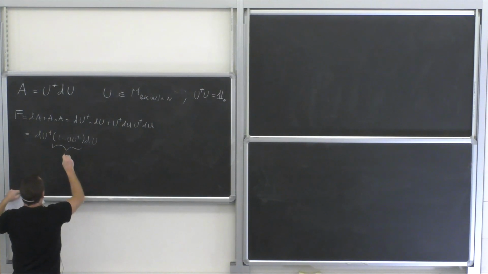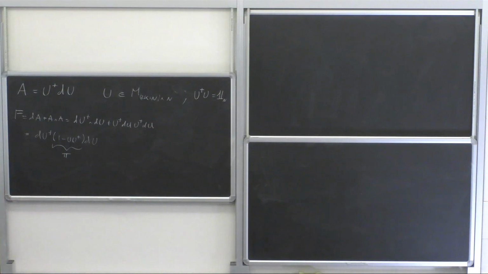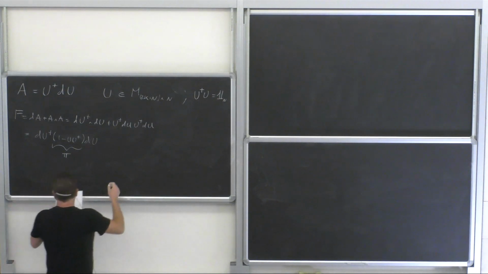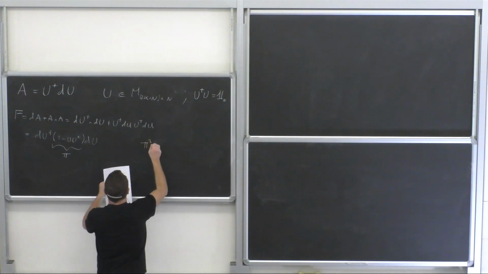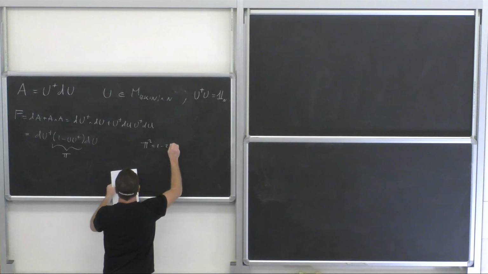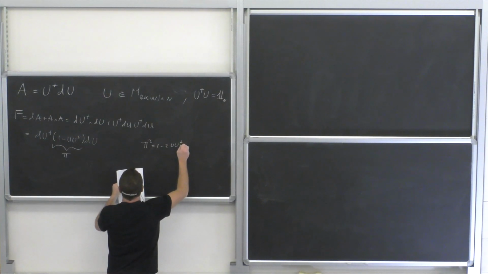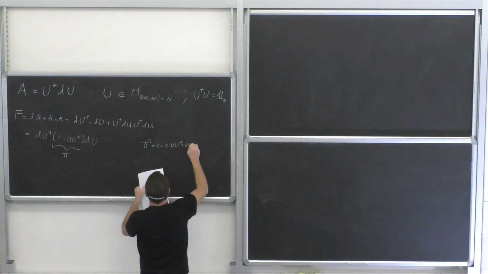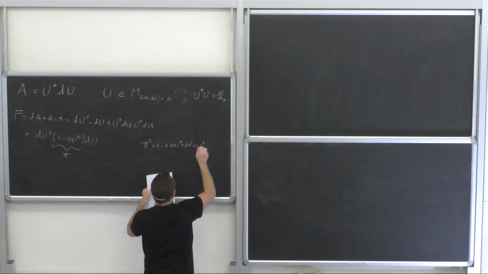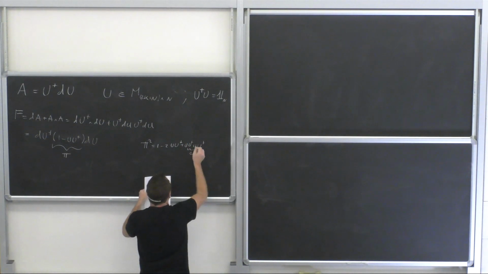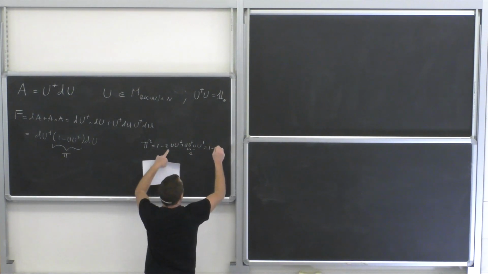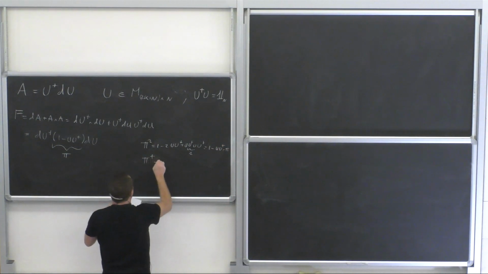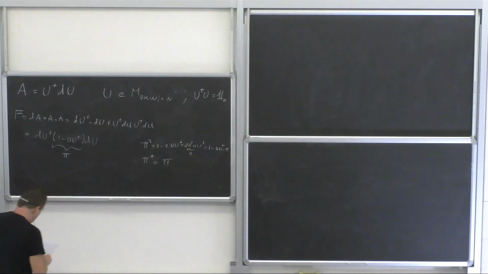Now, this stuff is a projector, indeed. You can compute immediately that pi squared is 1 minus 2 u dagger plus u dagger, but since u dagger u is 1, this cancels with one of these, and I stay with 1 minus u dagger, which is pi again, very good. On top of it, pi dagger is equal to pi. So this is a projector, very good.